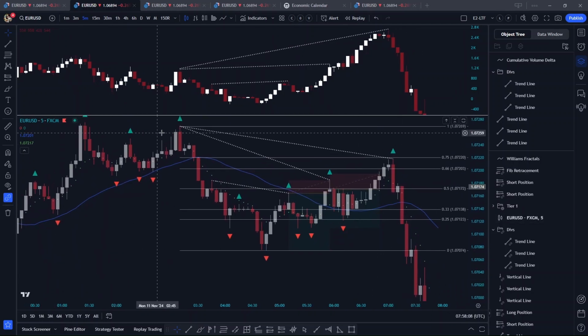So yeah, this is how I now use fractals. I'm probably going to backtest this strategy once again, but we'll see how it goes.